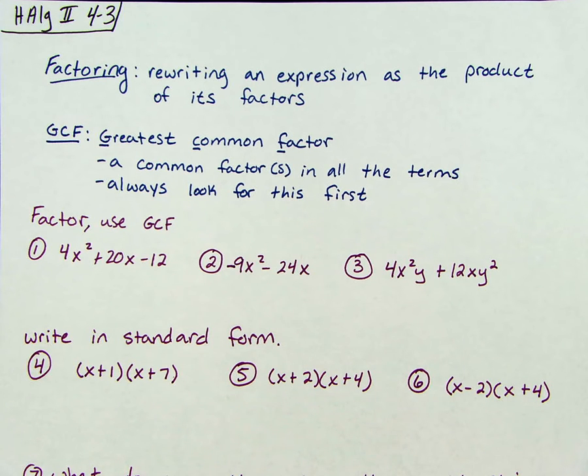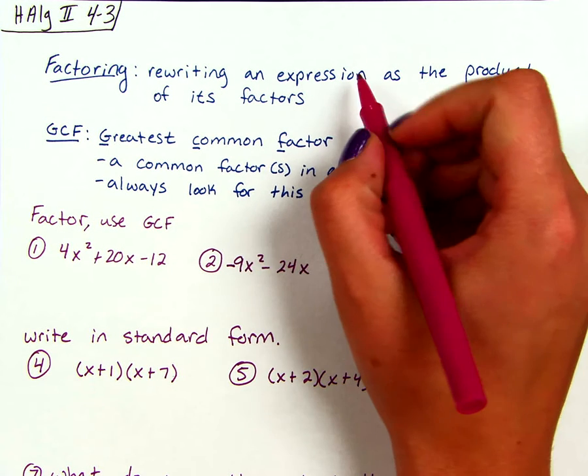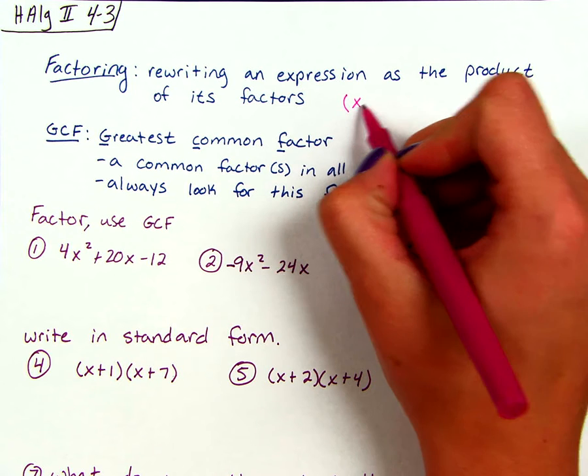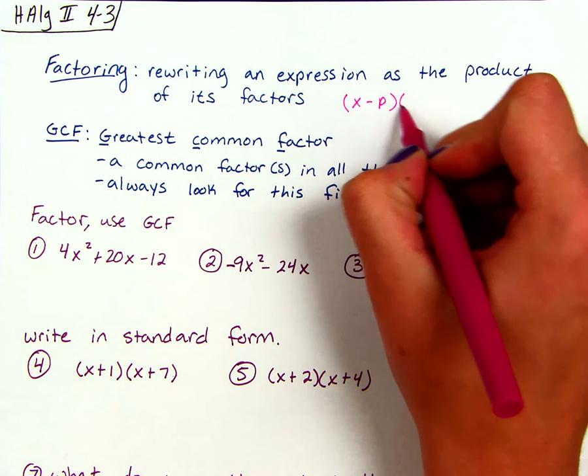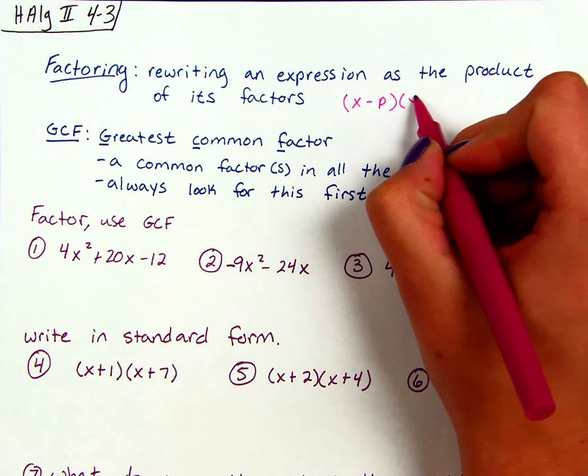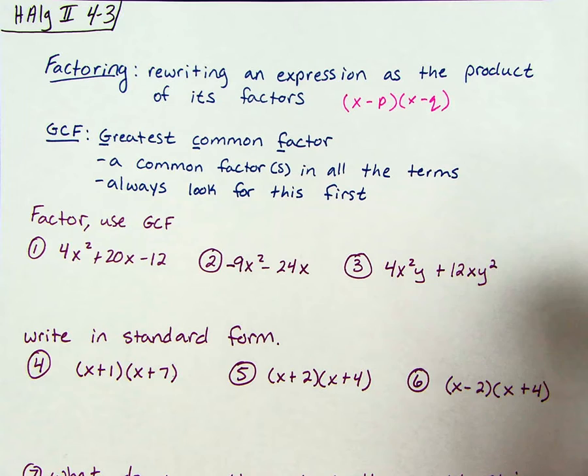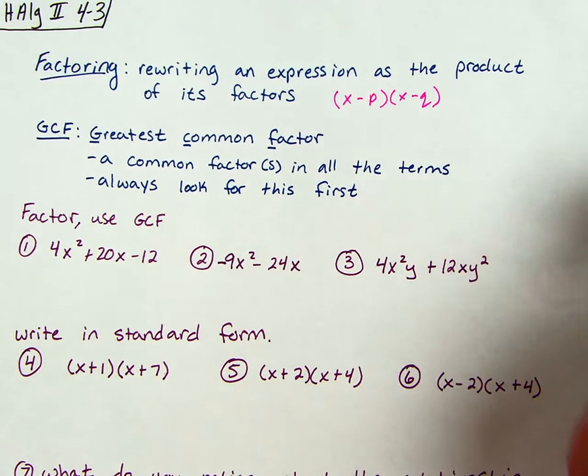All right, so factoring is just rewriting an expression as the product of its factors. So again, it's going to look something like this, where we have that P and Q, and P and Q are just numbers. Okay. Now, to give you a little bit even more of a basic idea, if we're taking something and writing it as a product of its factors, so let's say we had 8.